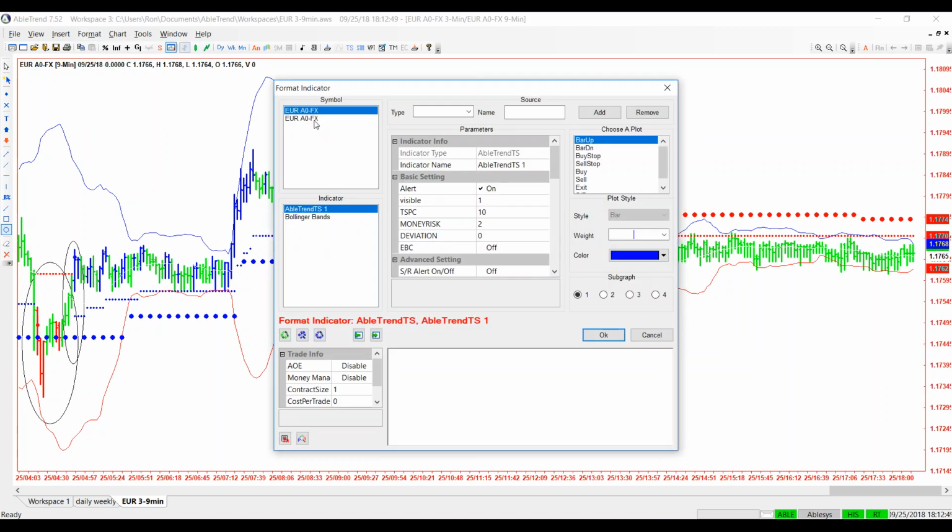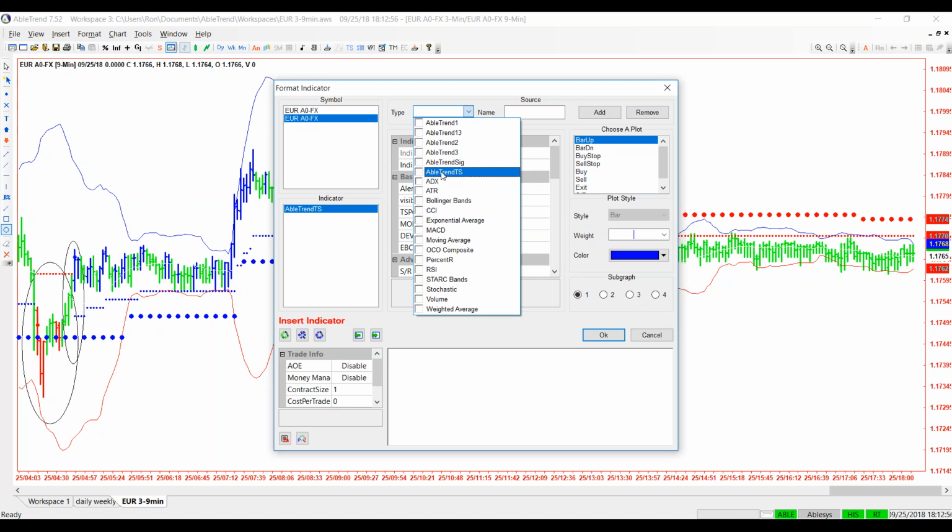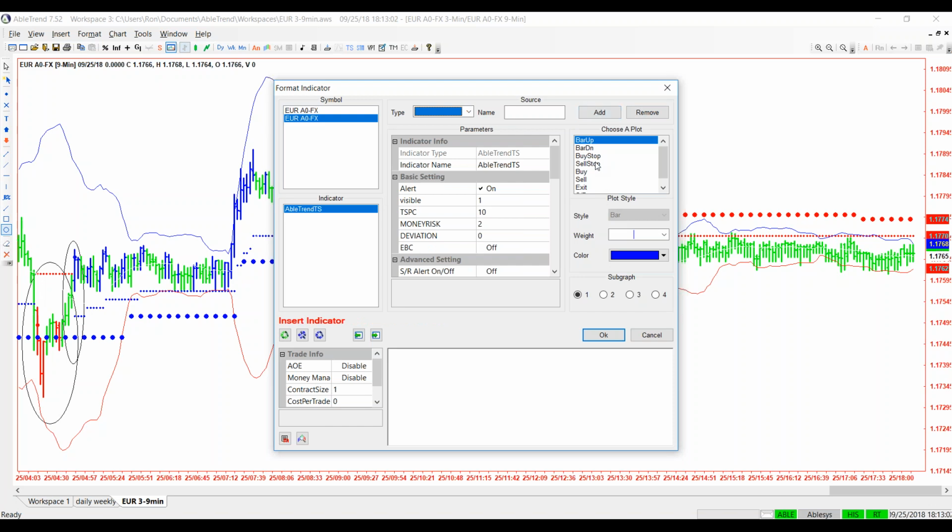Simply click on AbleTrend 2, and remove it. Click the drop-down box and put a check mark on AbleTrend TS. So you have AbleTrend TS on both charts. Click Add. Again, I like to make the dots a little bit bigger, so I go buy stop, and then sell stop, and then OK.